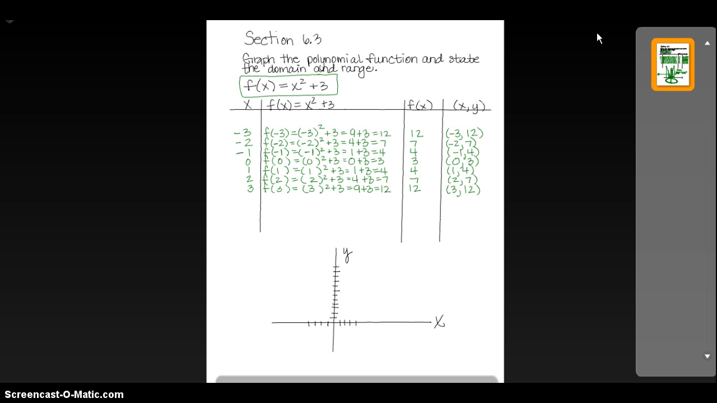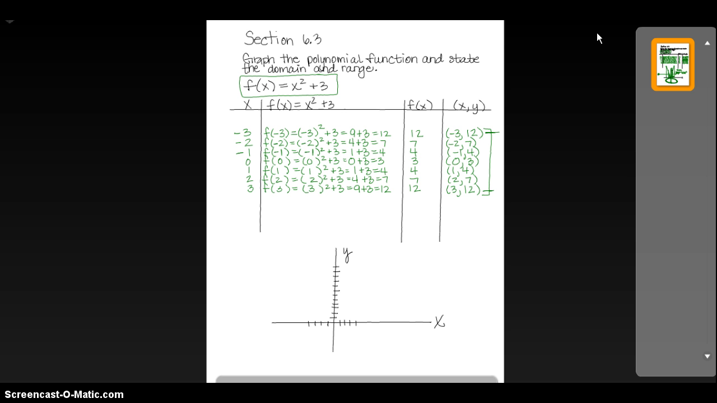Now, before we go and graph it, I want you to look at the patterns that show up here. Look at the patterns in our y values. Notice we have a y value of 12, and then as our x values get bigger, from -3 to -2 to -1 and so on, look at what's happening to our y values. So we have 12, down to 7, down to 4, down to 3, and then back up to 4, back up to 7, back up to 12.